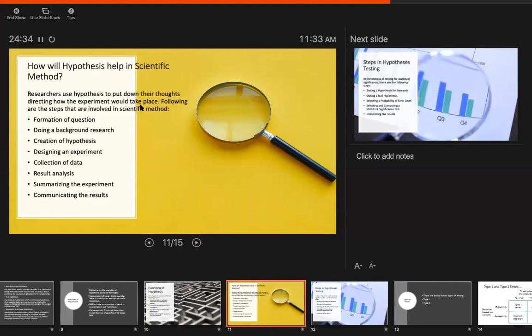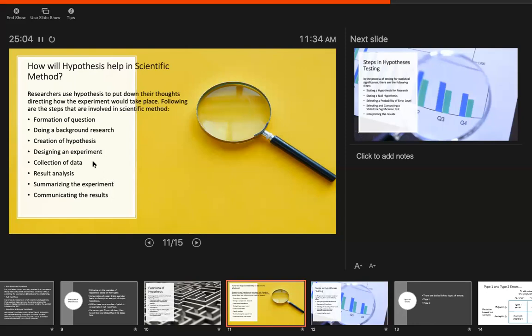Now, in the scientific method, a researcher is using hypothesis to put down his thought in directing how the experiment would take place. And these are the steps. He forms a question: what are the impacts of oily food in a person's body? And what is the background of the research? And he creates a hypothesis saying oily food has a significant impact on the health of a person.